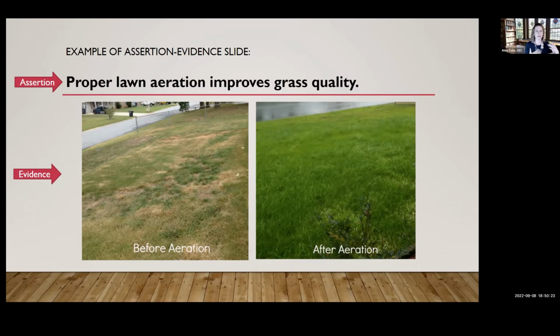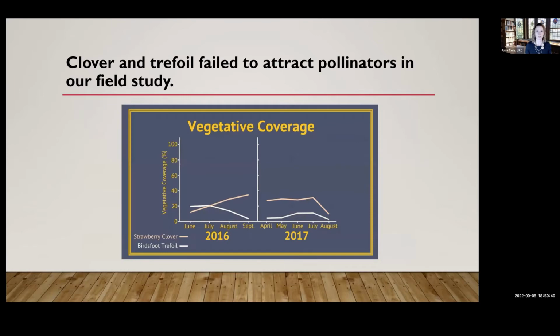And if he were to be doing this presentation, he could say proper lawn aeration improves grass quality, here's the before and after from our plot demonstration. And then he could be giving all of that information instead of in the bullet points. These pictures are going to inspire him to talk about his methodology. So here's another example. We have pollinator experts and honeybee experts who work with me as well. So the assertion in this one is the clover and trefoil failed to attract pollinators in our field study.